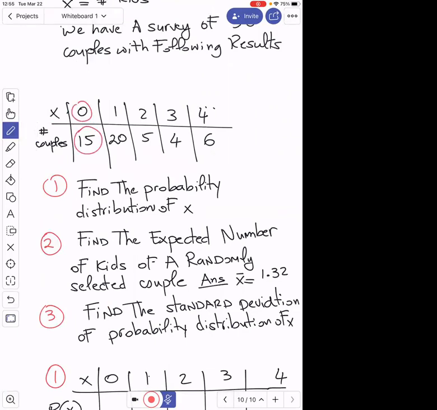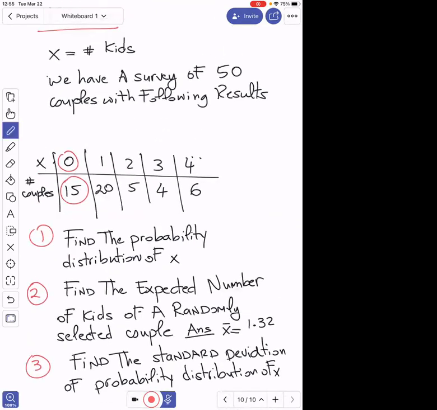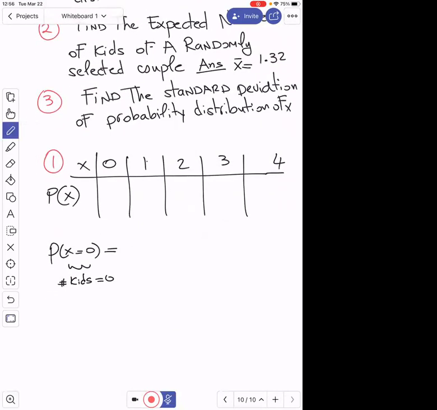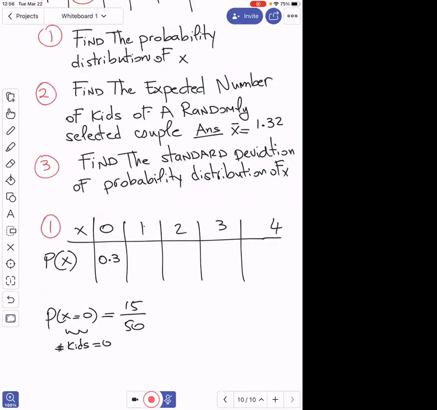15 divided by the size of the sample. In total, we have 50 couples. So that's 15 over 50, right? It's just 15, the number of couples with 0 kids, over 50, which is the size of the sample. So 15 over 50, that's 0.3. So here, the probability that X is 0 is 0.3. Or if you multiply by 100, that's 30%.